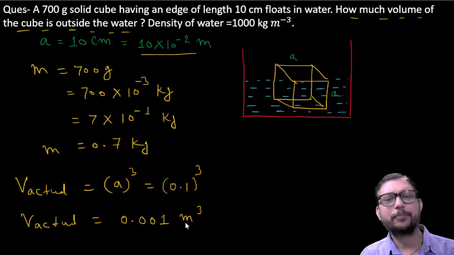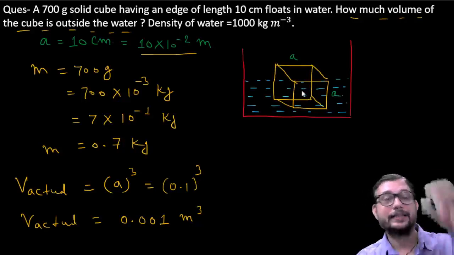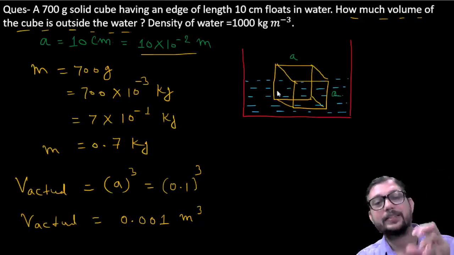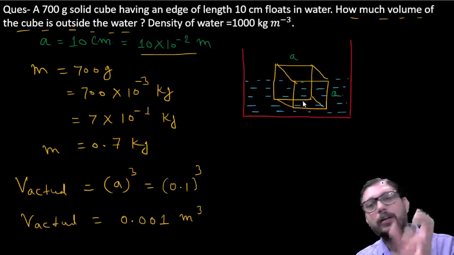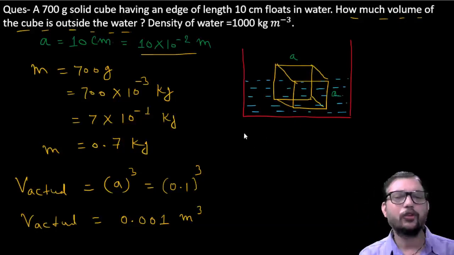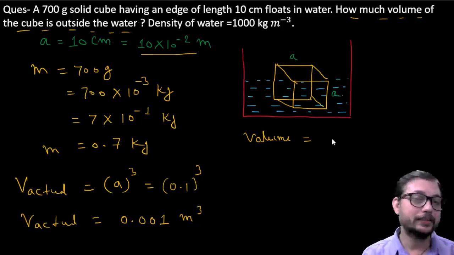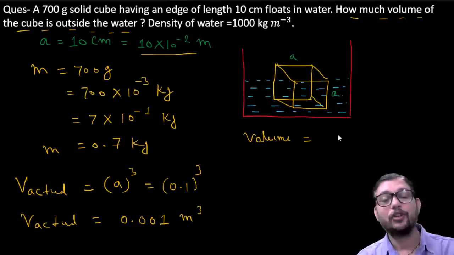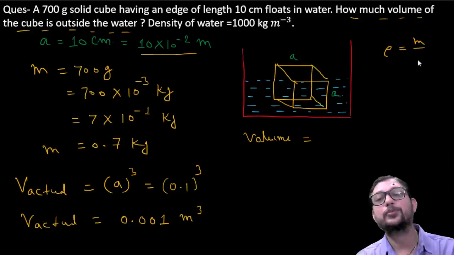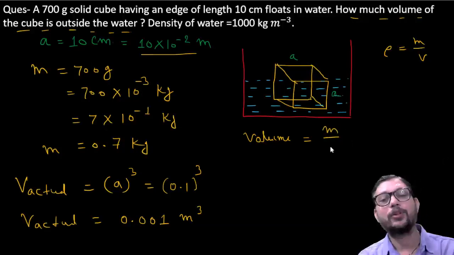Now what does the principle of Archimedes say? The principle of Archimedes says that when any body is dipped in any fluid, in that case the water is displaced. So the volume of liquid that is displaced: we know that density equals mass upon volume, so if we calculate the volume, it will be equal to mass upon density.